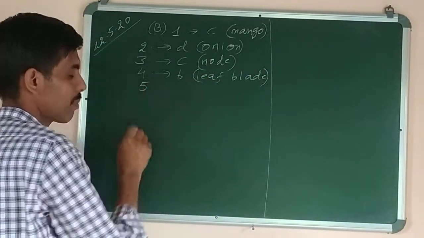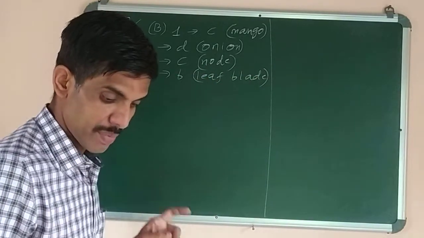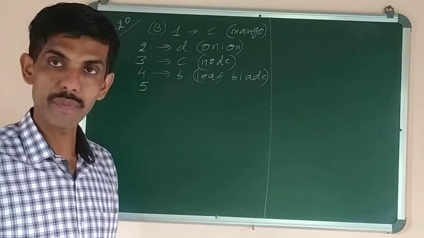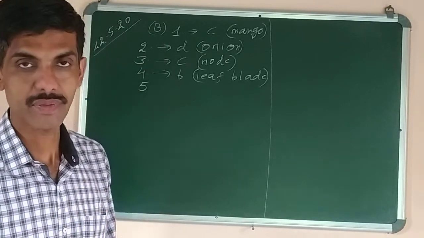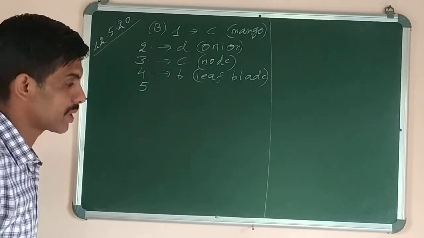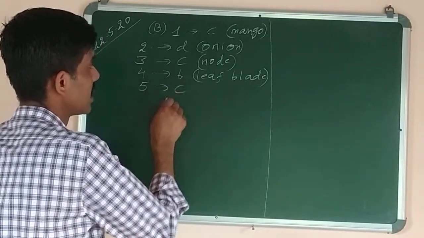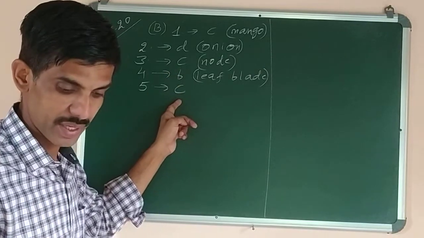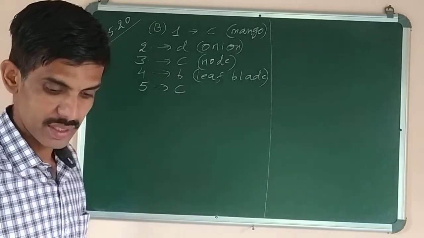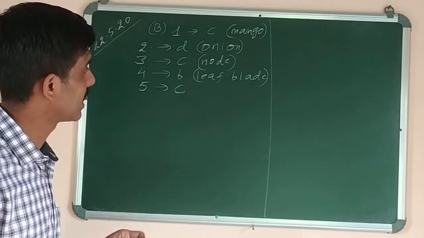And the last one, number 5, Bryophyllum reproduces by means of, the choices are root, stem, leaves, flowers. So answer is leaves. Leaves is in option number C. So C, D, C, B, C. Like this you have to write the answers: C, D, C, B, C.